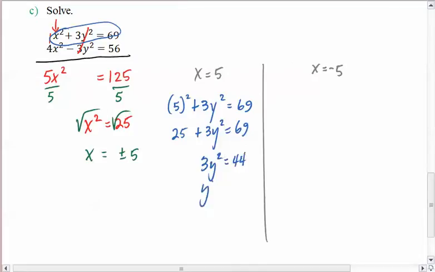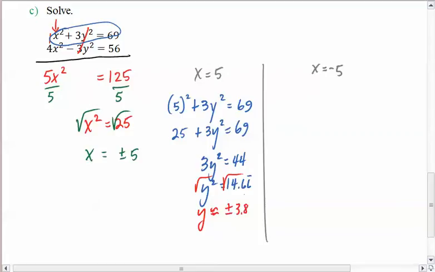And I get y squared is a yucky decimal, and we can handle that, right? We can handle a yucky decimal. So that ends up being 14 2/3. So I'm just going to put 6, 6, 6, repeating a couple of 6's there. And I'm going to take the square root of both sides. And I'm going to get y is roughly 3.8, plus or minus 3.8.